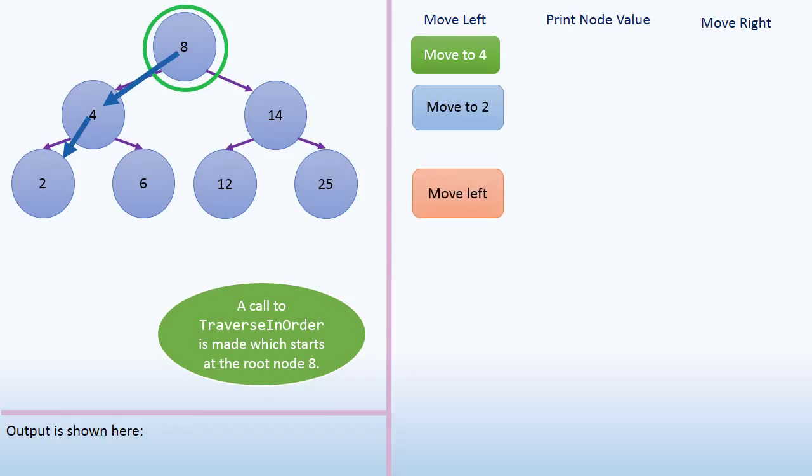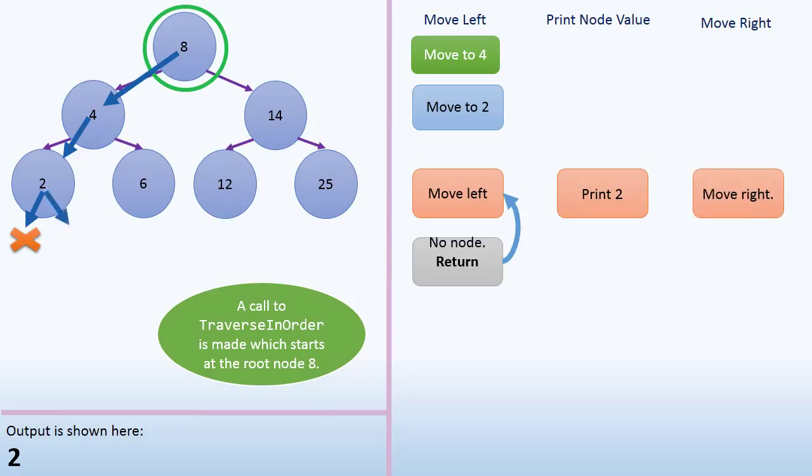Then we move left again, which sets off another call. Only this time, there's no node. So immediately, if there's no node, we can return to the previous method that was executing. We then print the value 2, and you can look at the bottom left screen and you'll see the 2. The next step is to move down the right subtree, if there is one. This sets off another method call. And again, there is no node, so automatically we return to the method that set off this method call.